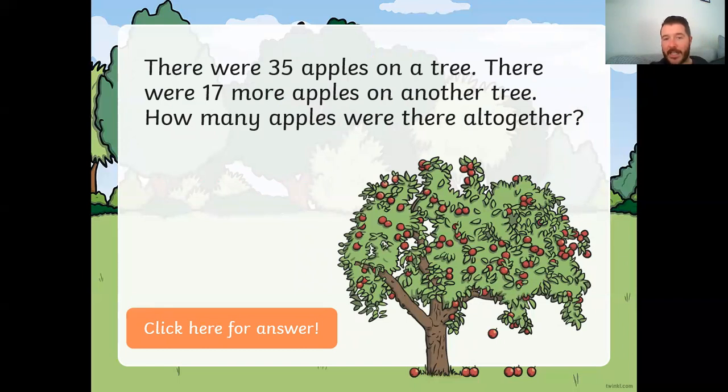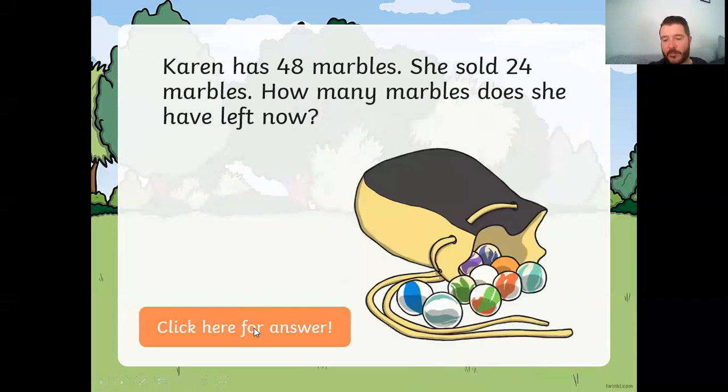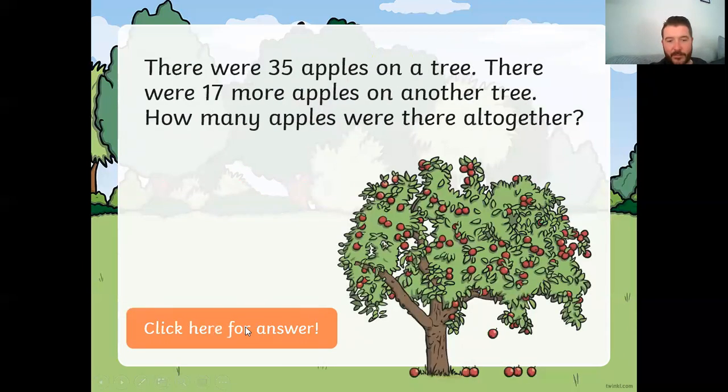Okay, let's go through the answer. So we've got 35 apples on a tree. We've got another 17. And how many are there all together? So more, another, all together tells us that we're adding. So 35 add 17. Let's see what that gives us. Oh, hang on. It's not letting us solve that. It's not showing us the answer, but the answer would be 52.